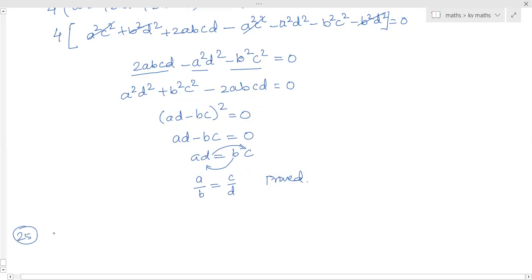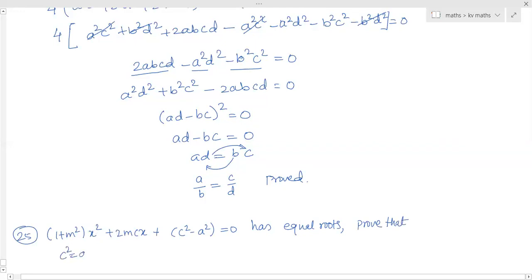If the equation (1 plus m square) x square plus 2mcx plus c square minus a square is equal to 0 has equal roots, prove that c square is equal to a square into (1 plus m square).